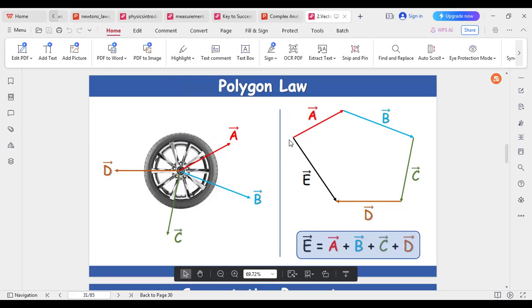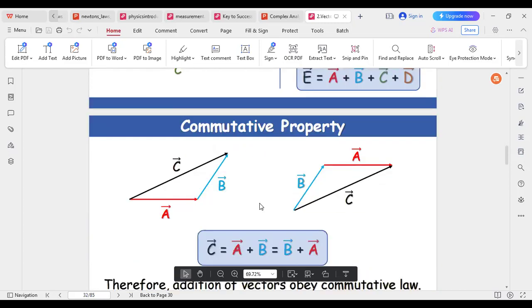With vector A, this is the initial and this is the final point. Adding the second vector to the first, vector A plus vector B, all in the same direction, but the resultant will be in the opposite direction. So vector E equals vector A plus vector B plus vector C plus vector D.